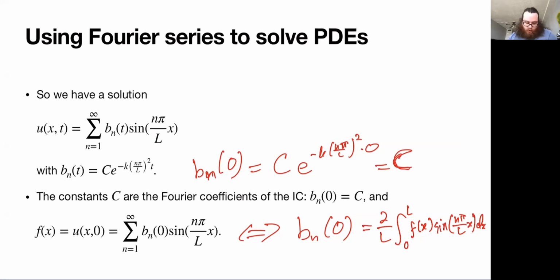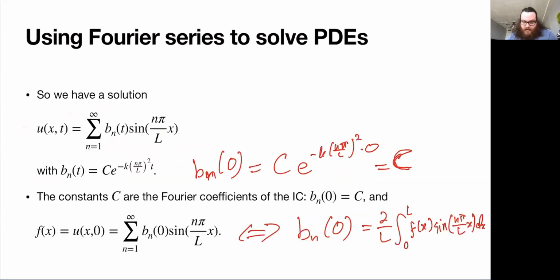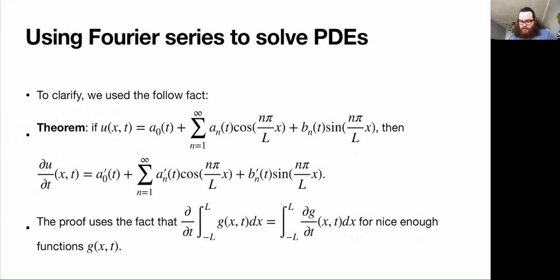So one fact that we used here was that when we differentiated in time, we weren't differentiating x, so we weren't differentiating a Fourier series, but we were able to distribute the derivative to each of the coefficients. And so the question is, is that justified? And the short answer is yes, it is.